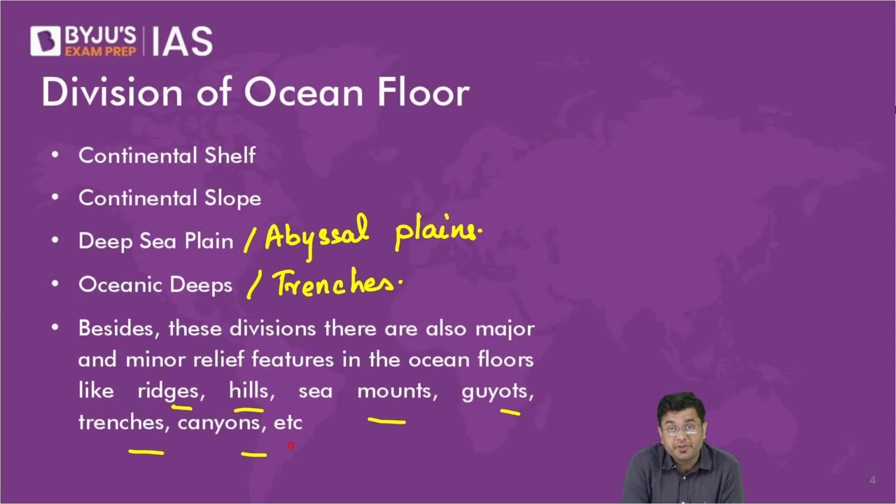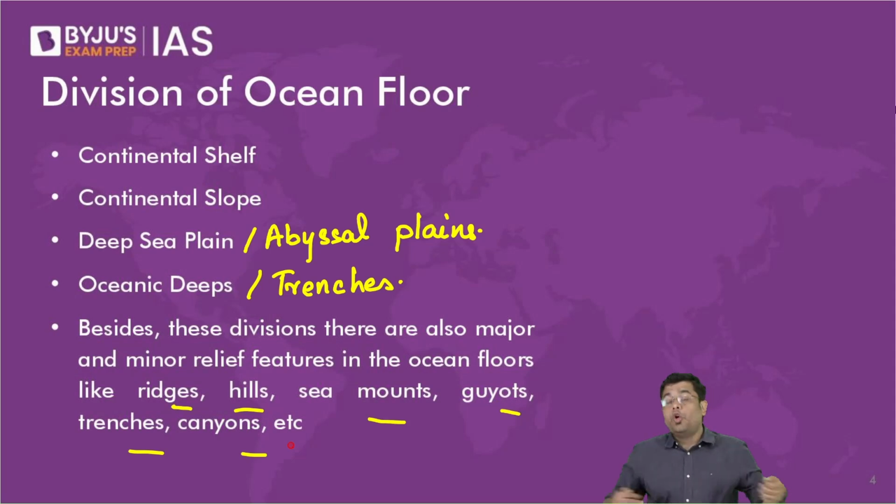Now, when we talk about these mid-oceanic ridges, they are continuous features. Basically, if you take a look at the global distribution of the oceans, you'll find that these mid-oceanic ridges are present in almost every ocean and they are almost continuous. Their total length underneath the ocean region is close to around 60,000 kilometers and more.